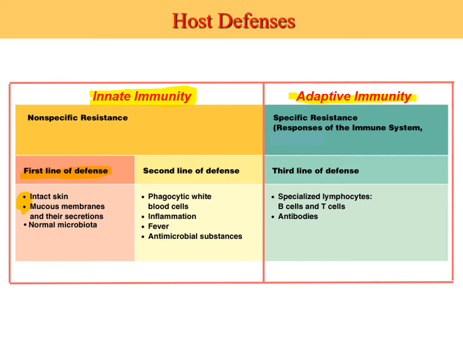The other important part of the first line of defense is the normal microbiota that populate our epithelial surfaces and act to compete against any pathogen trying to gain a foothold, or compete against the few that are present so that they never gain an advantage and start an infection.